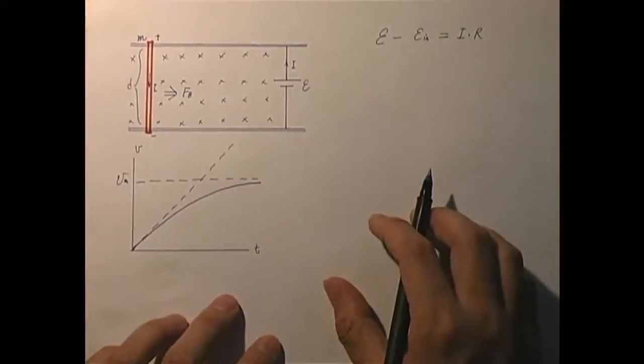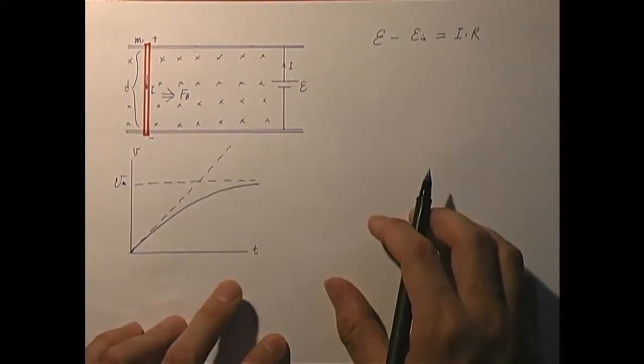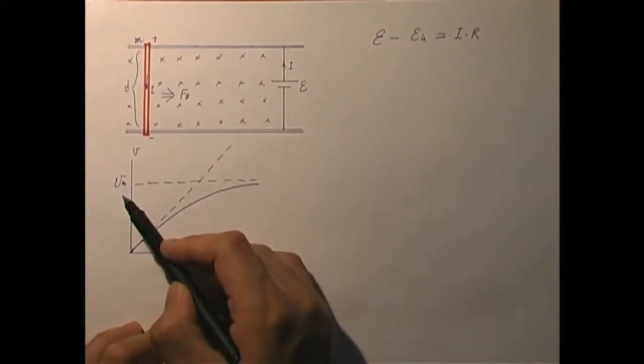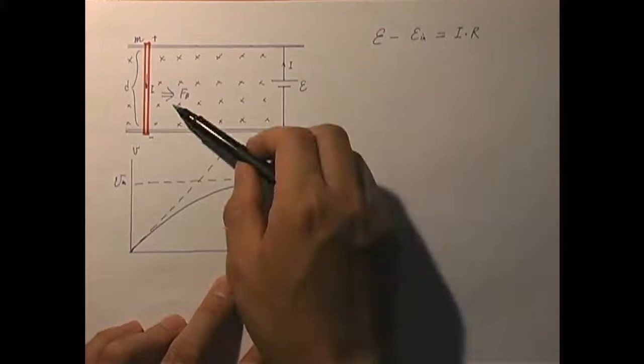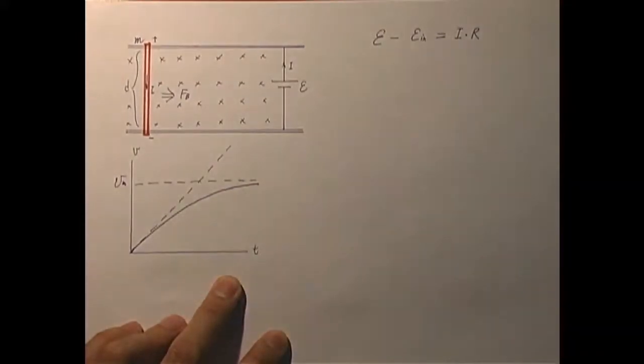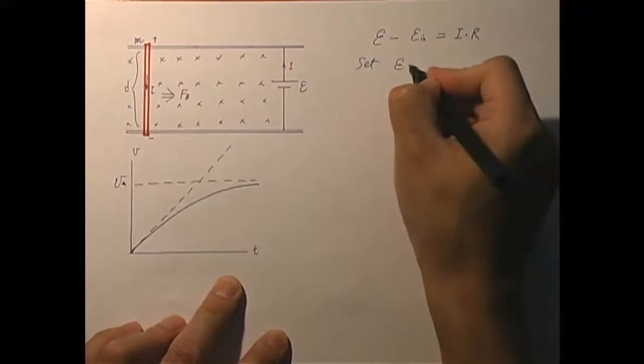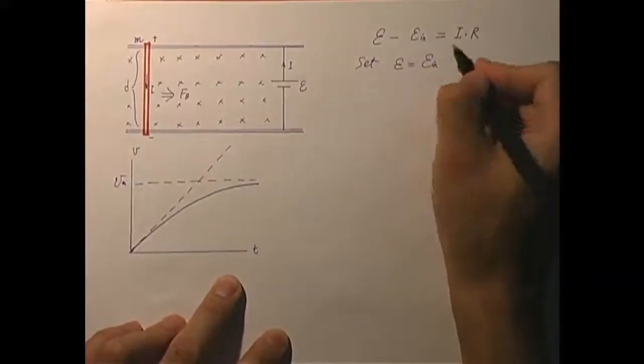Now we are veterans at this type of problem. We know how to find V maximum, for example. Okay, V maximum is reached when there is no current. In other words, there is no magnetic force, so the acceleration will be 0. And so we basically set epsilon to be equal to epsilon induced in order to find V maximum.